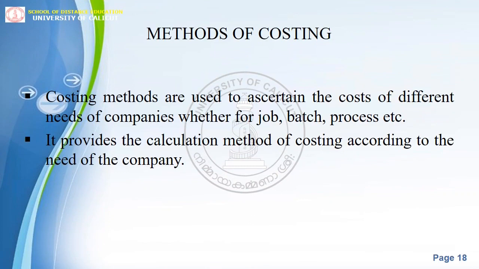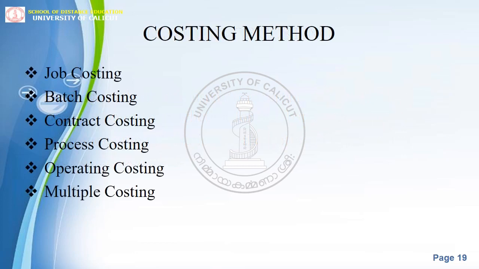Methods of costing refers to the different processes or procedures employed for the determination and presentation of cost. In other words, the method to be used for the ascertainment of cost of production differs from industry to industry. It depends on the methods of measuring the departmental output and finished goods. There are two basic methods: specific order costing and operation costing. Costing methods include job costing, batch costing, contract costing, process costing, operating costing, and multiple costing.